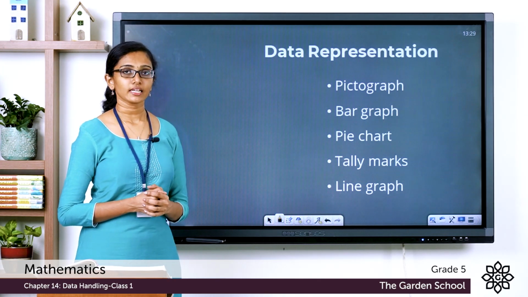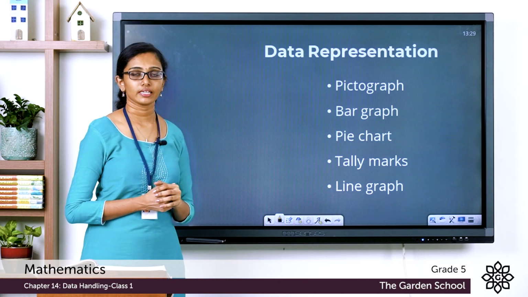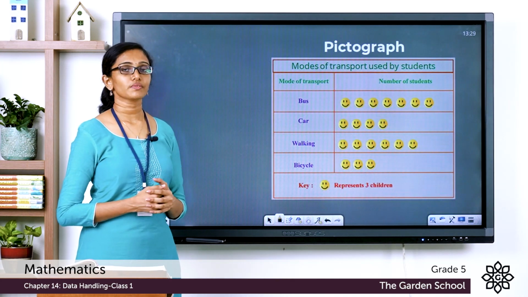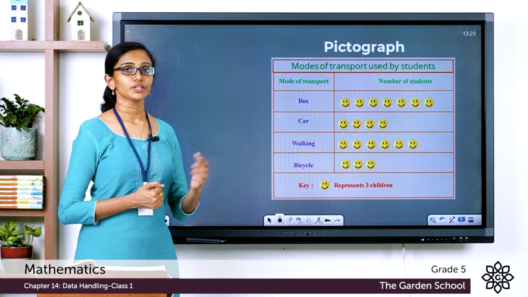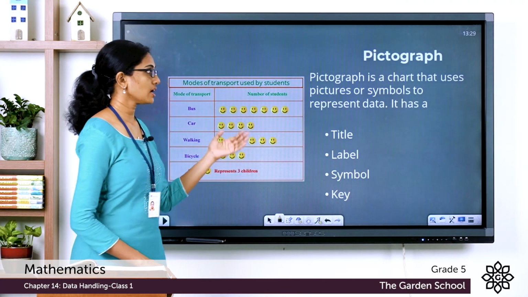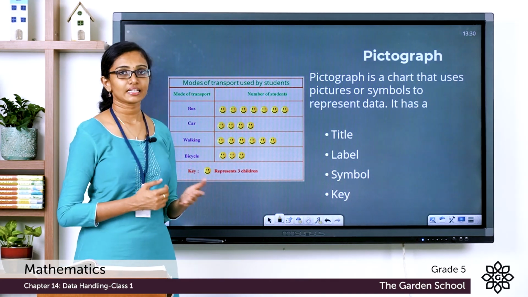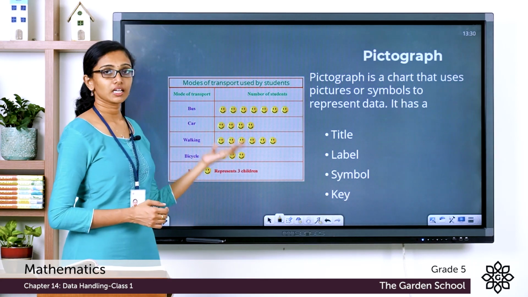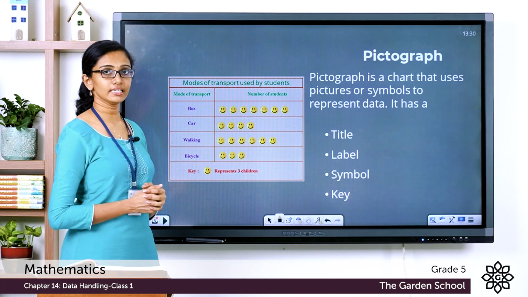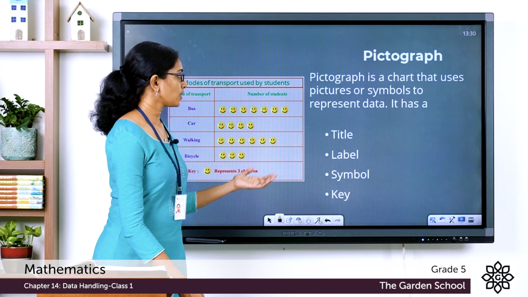So before moving to that, let's have a quick recall of what a pictograph and bar graph is. So here is an example of a pictograph. A pictograph is a chart that uses pictures or symbols to represent data, and it has a title like this. It will have labels like this, and it will use symbols or pictures like these, and it will also have a key like this.